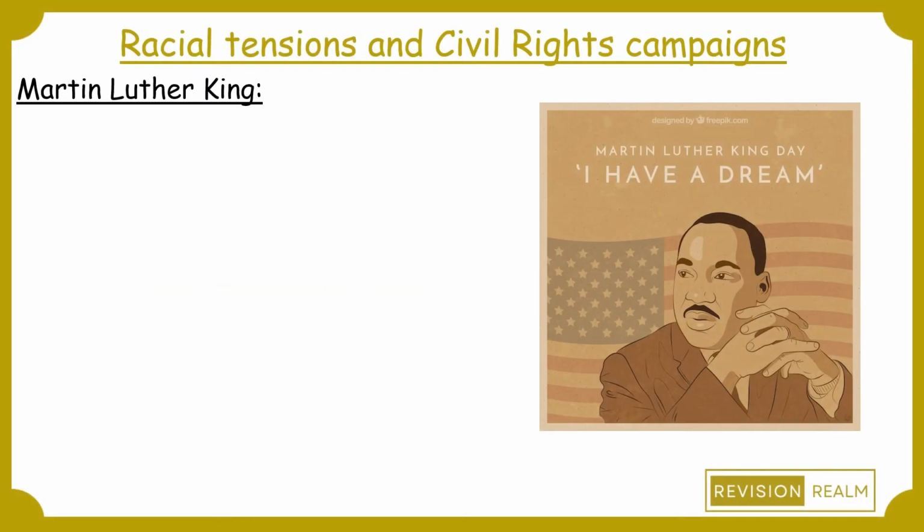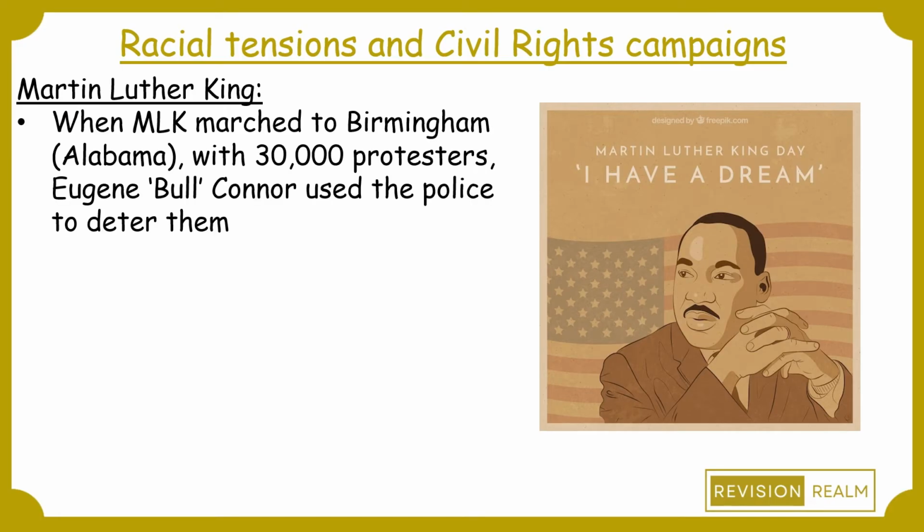Martin Luther King, a Christian minister from Atlanta, became famous for his peaceful actions, leading also his March on Washington. When he, and 30,000 others, marched through Birmingham in Alabama, Police Chief Eugene Bull Connor attacked the protesters with dogs, tear gas, batons, and electric cattle prods. This was televised, and as a result, the president sent in soldiers to end segregation in the city.